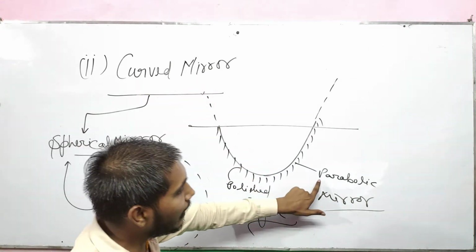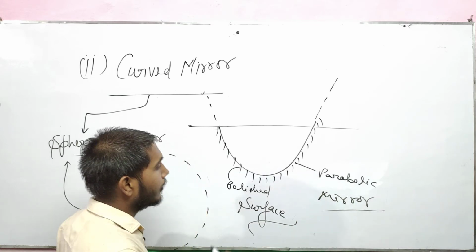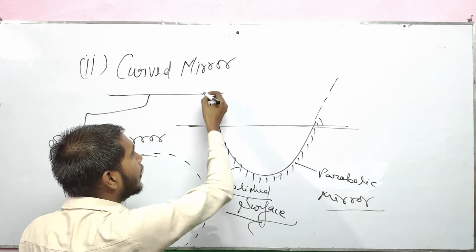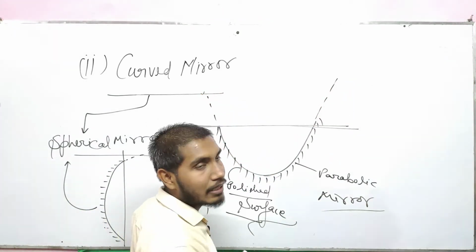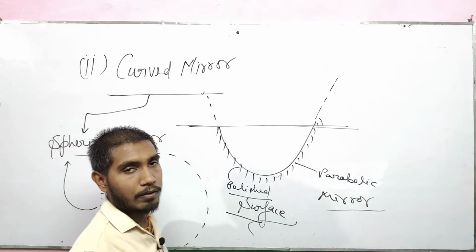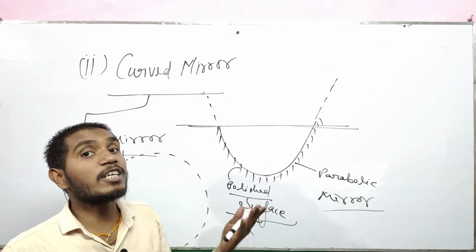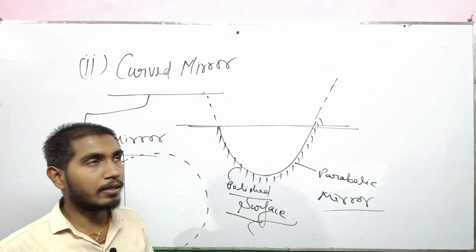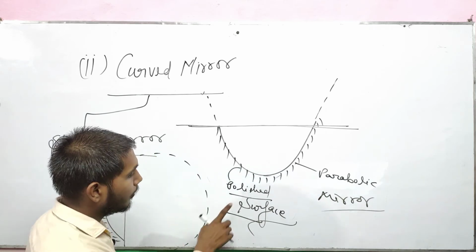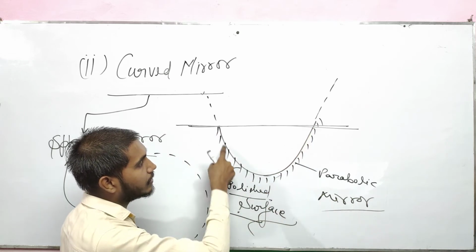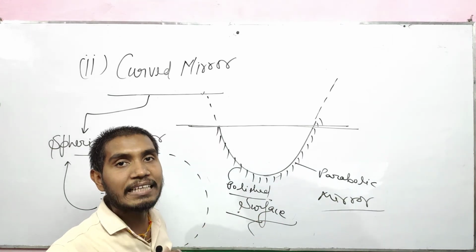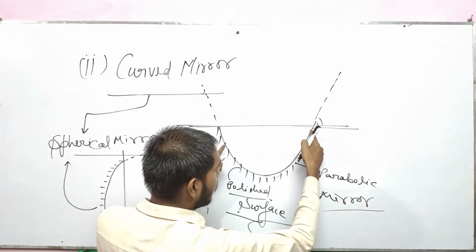A curved mirror is called a parabolic mirror when its polished surface is a part of a hollow parabola of glass. Once again, try to understand. What is a parabolic mirror? A curved mirror is called a parabolic mirror when the polished surface is a part of a hollow parabolic piece of glass. It is a part of the total.